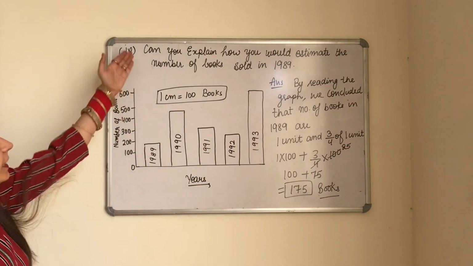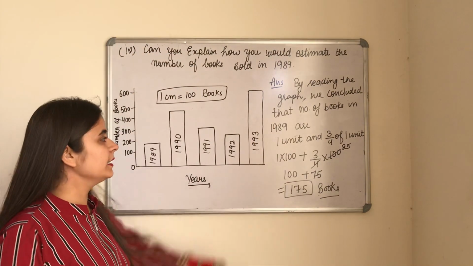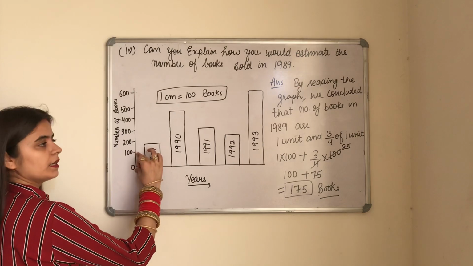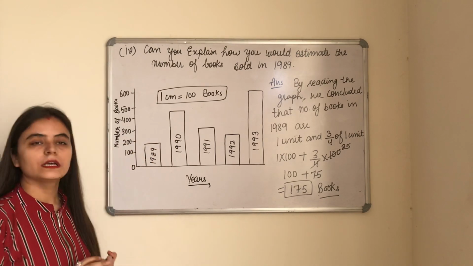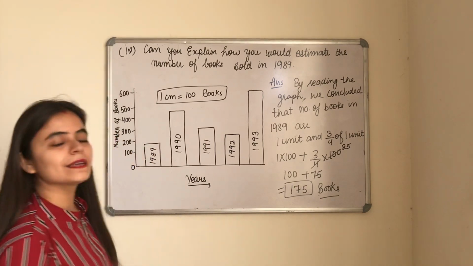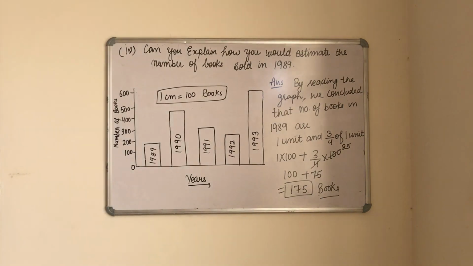They are saying, can you explain? Yes, we can explain it, because we know 1 unit here and 3/4 of 1 unit means 175 books were sold in 1989.